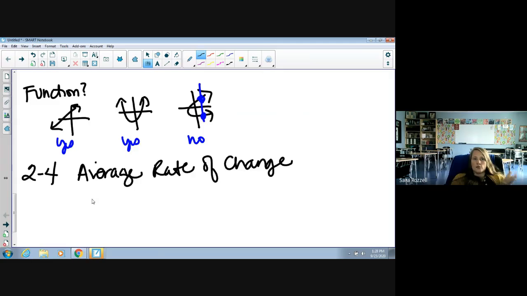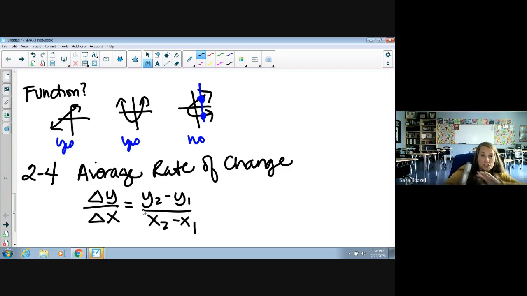So a fancy way for us to say this is with our delta symbol. You might have seen these in science. Delta means change. So change in y over change in x. And when we say change, that just means the difference between them. So we can write this formula that you've probably seen before: y2 minus y1 over x2 minus x1. Does that ring some bells? Yep, that's just the slope formula.